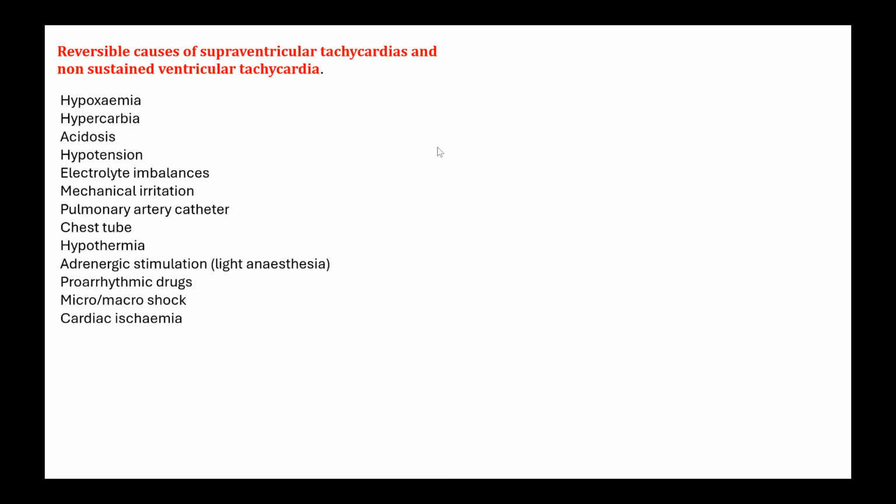And reversible causes of supraventricular tachycardia or non-sustained ventricular tachycardia are common causes like hypoxemia, hypercarbia, acidosis, mechanical ventilation, pulmonary artery catheter usage, and even insertion of a chest tube can result in that, or a light plane of anesthesia, and any shock improperly applied for cautery pads. All these things can lead to this sort of arrhythmia.